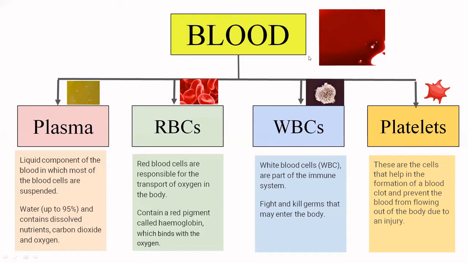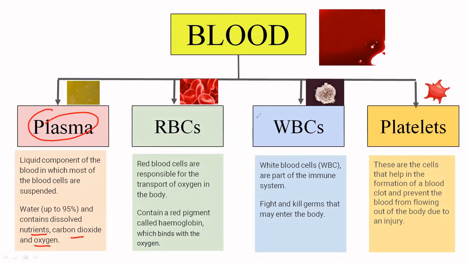Now, blood is made up of mainly two parts, the liquid part and the cells. Different types of cells are present in the blood, like RBCs, WBCs and platelets. Plasma. Now, plasma is the liquid component of blood. This liquid component of blood consists of mainly water and some dissolved substances like nutrients, carbon dioxide and oxygen.